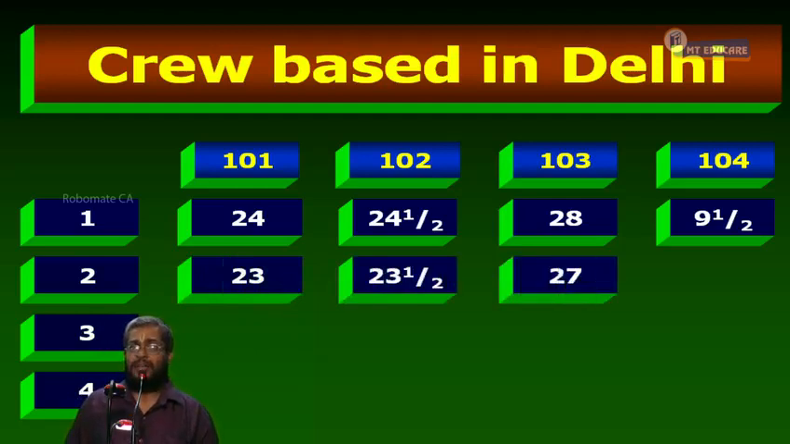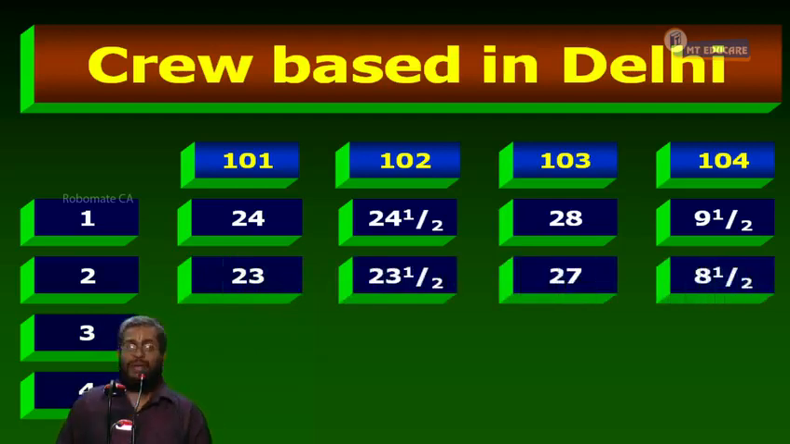23 and a half, 27 and 8 and a half. Because instead of 8 o'clock, it is 9 o'clock. We have to reduce 1 hour layover time, that's all. 23 and a half, 27 and then 8 and a half. Everybody yes or no? Now, can I say next?